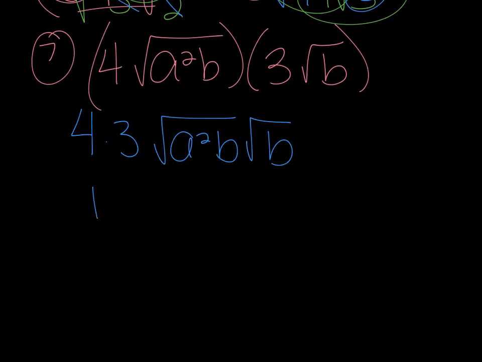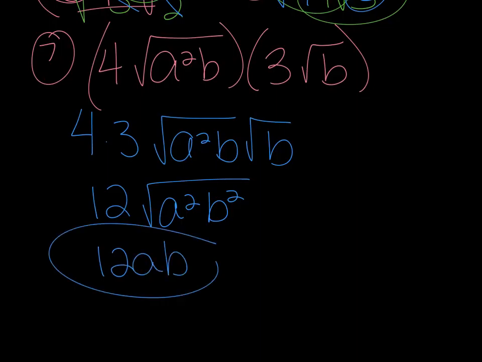Okay, so 4 times 3 gives me 12. And what do I get when I take a squared b times b? A squared b squared, which is inside the radical. Okay, well, what's the square root of a squared? A, and what's the square root of b squared? b. So your answer would just be 12ab.